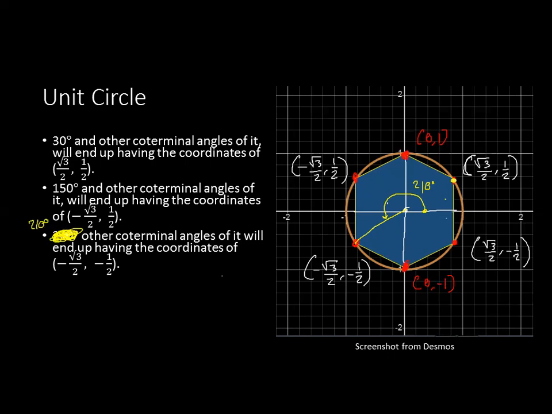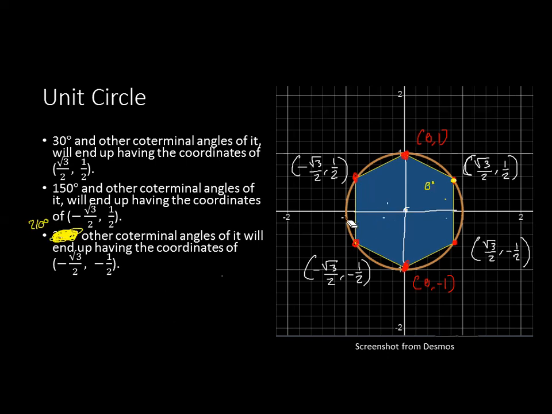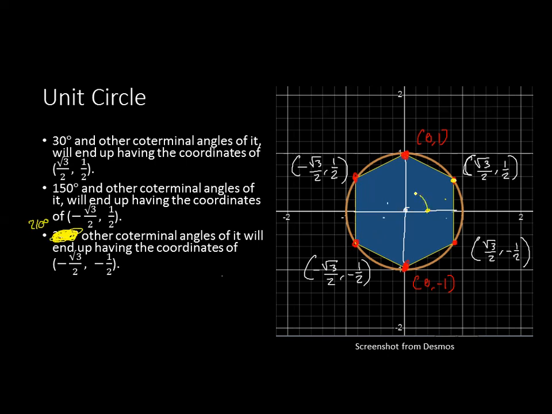210 degrees. Again, it's 210 degrees, not 240 degrees. And last but not the least, if we reach further, up to the fourth quadrant, until here, you will have an angle of 330 degrees. So if you have an angle of 330 degrees and other coterminal angles of it, you will have the coordinates of square root of 3 all over 2 and negative 1/2.